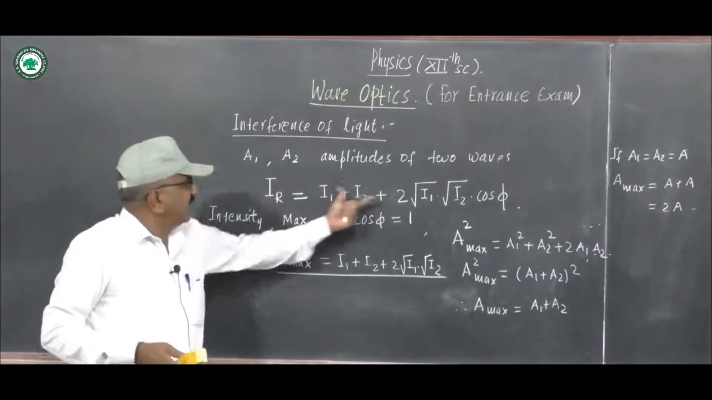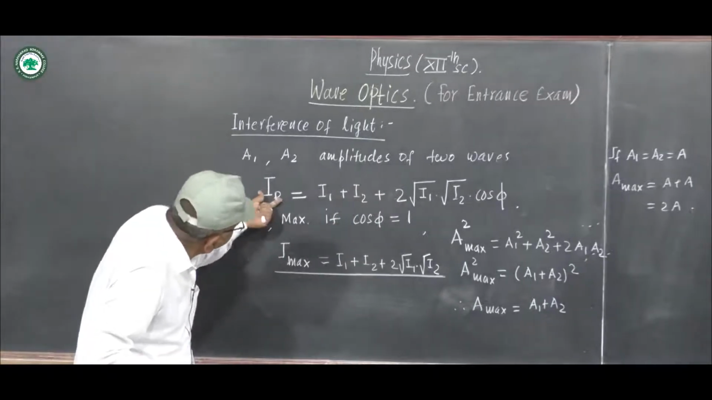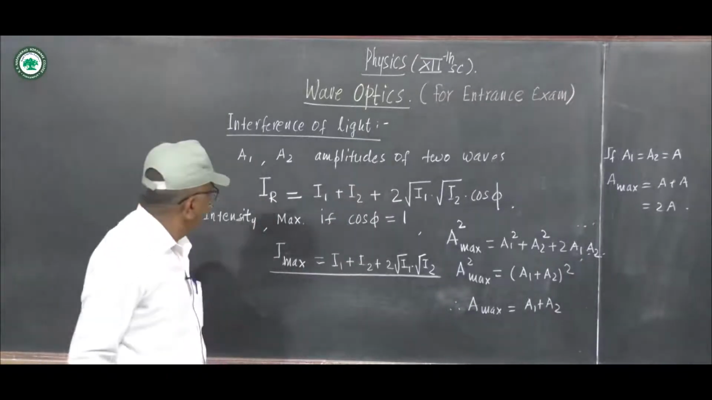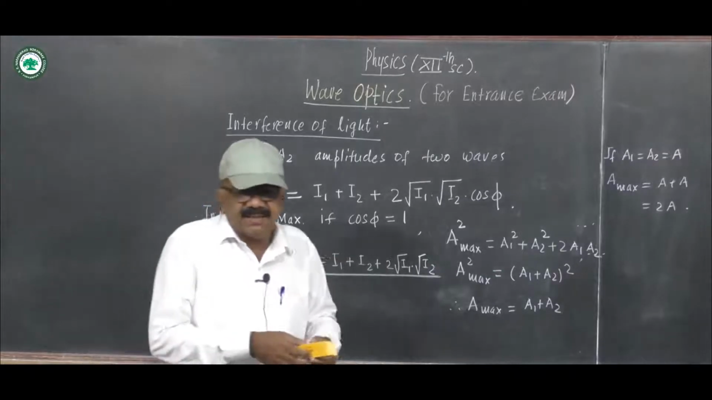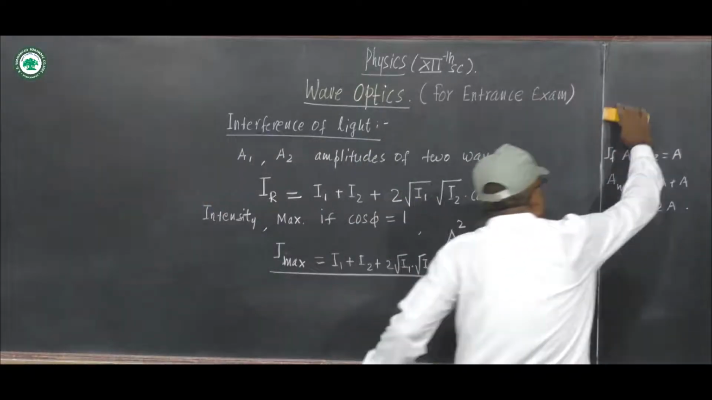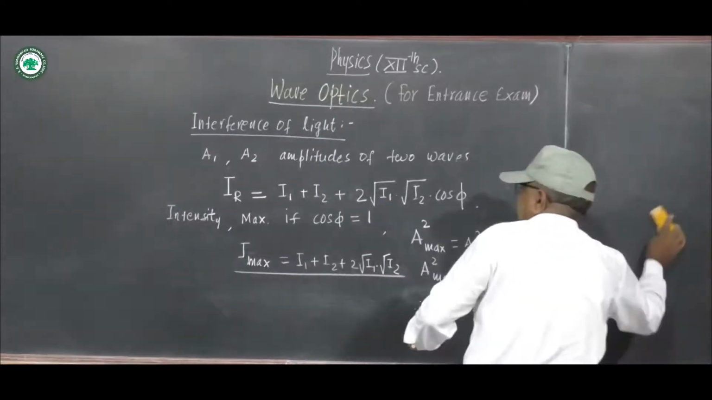Now from this equation, this intensity will be minimum if this cos phi is minus 1. These formulae are very important.